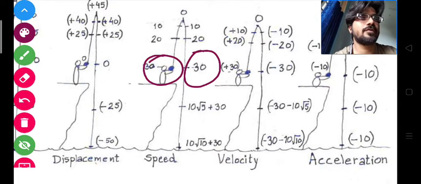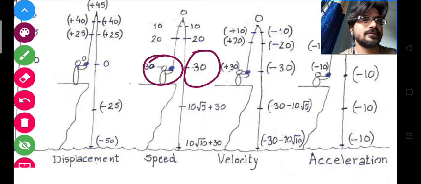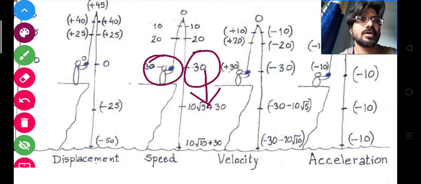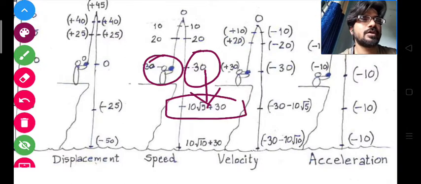But if it goes further downward, it will again increase its speed. So it will further increase its speed and further it will go down. Now it has a definite calculation. You have to calculate its value, depending on how much distance it is going, with a definite speed, you will get that value.